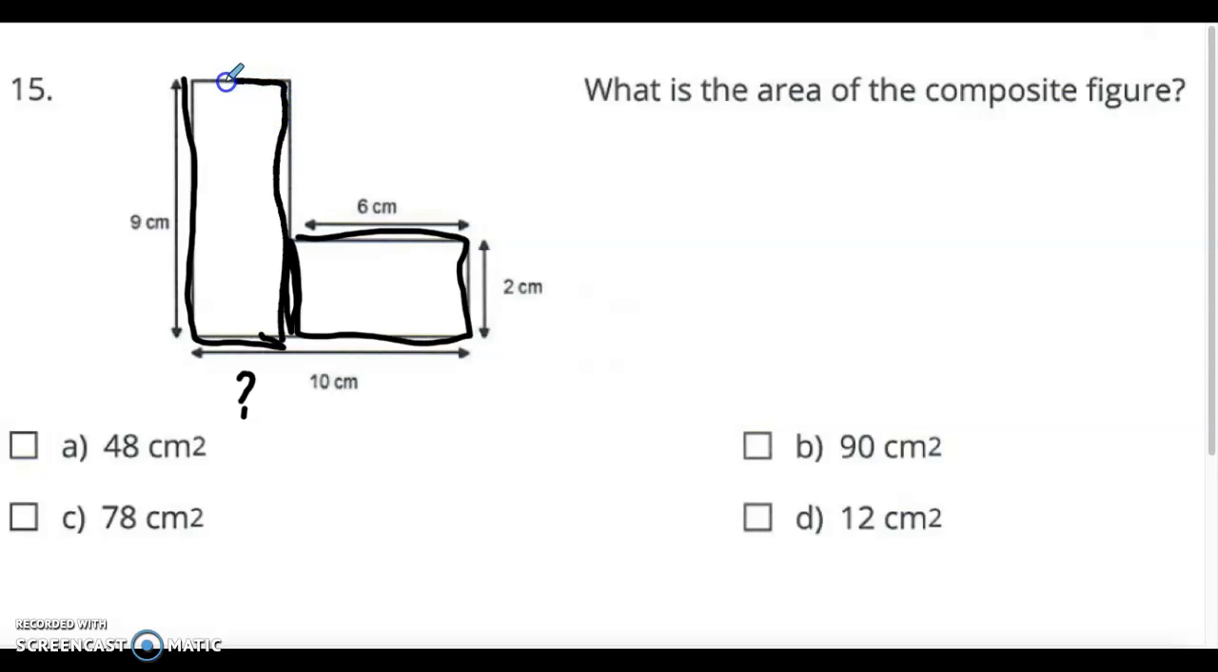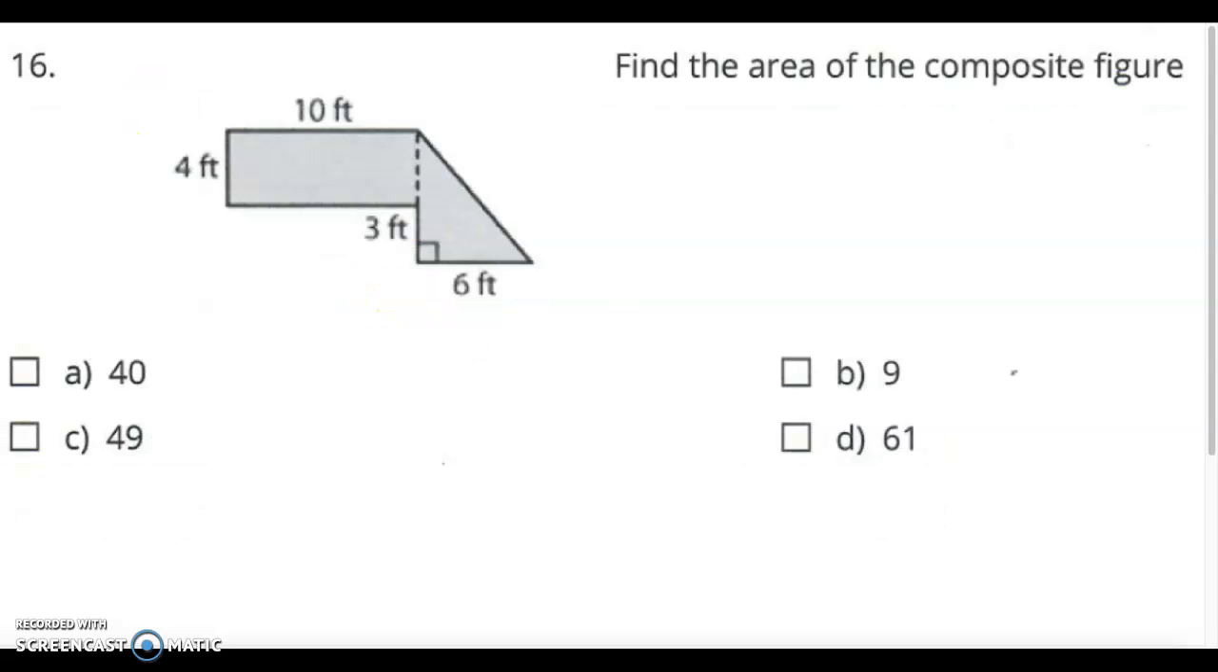So how can we do that? Well, I'm going to tell you how. This whole thing is 10, and up to this line is 6. So 6 plus how much more gives you 10? 6 plus 4. So 9 times 4 would be the area of this rectangle. 6 times 2 is the area of this one. Find the areas and add them together.